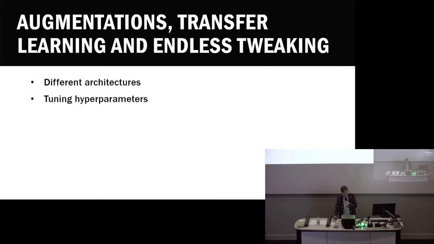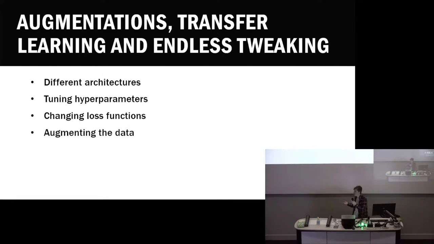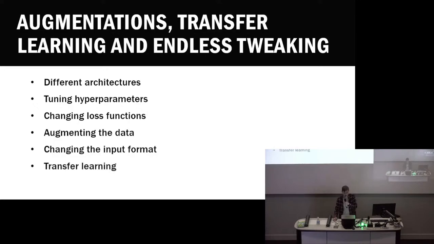One thing to note with machine learning projects is there's always going to be more tweaking you can do. Whether this be attempting to use different models, whether this be tuning hyperparameters, changing your loss functions to assess your accuracy, augmenting the data by adding transformations to the data, changing the input format itself, maybe changing the resolution of it, and even including stuff such as transfer learning, which involves using existing networks and their weights, which have been trained for similar tasks, to help improve your own model.